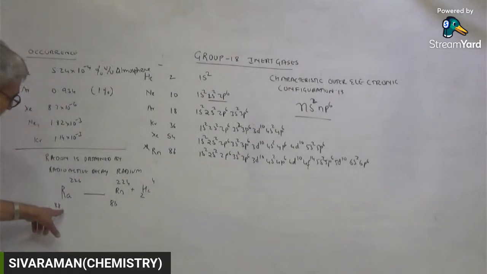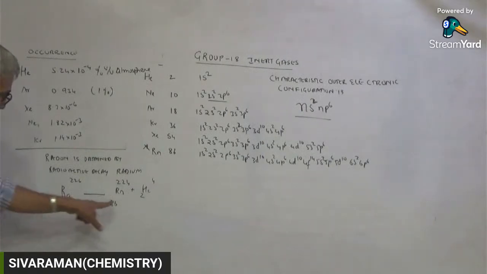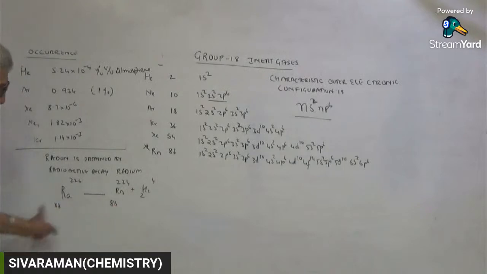Because whichever group this was in, radon was in what? Radium was in, radium. So this was in, we have magnesium, calcium, strontium, barium, radium. So this was in group 2. If it goes 2 places behind, 86, group 1, and then it comes to inert gases.